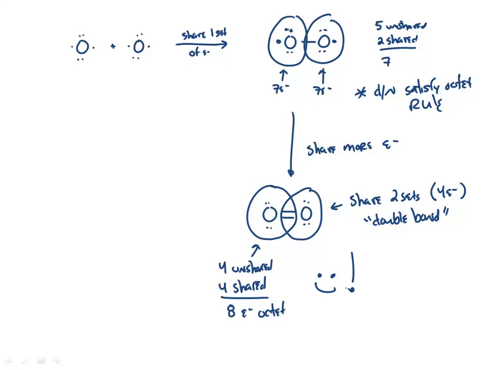And then, of course, if we can make double bonds and share 2 sets of electrons, what do you think we can also make? Yeah, so for instance, if I take a look at nitrogen, it has 5 valence electrons. Do I need to go back?